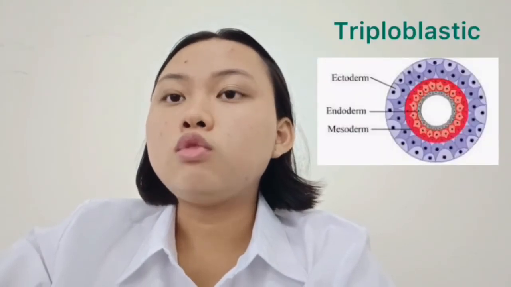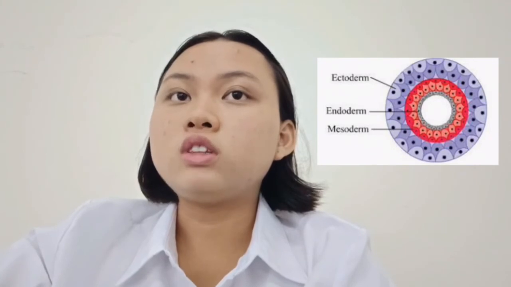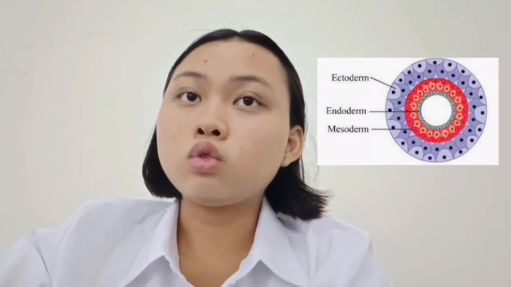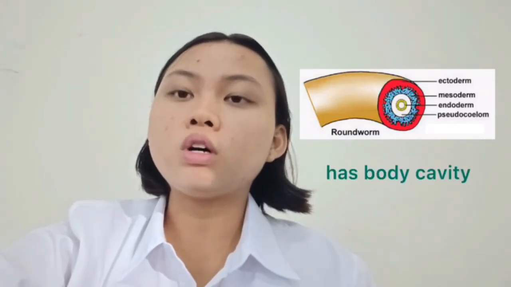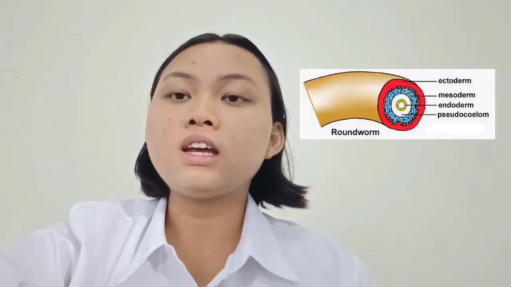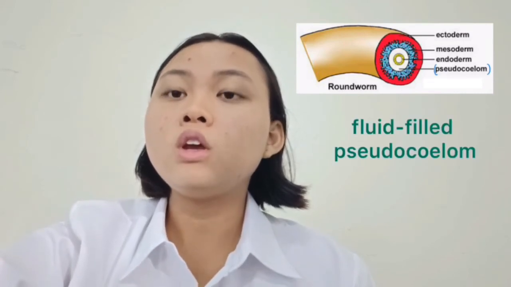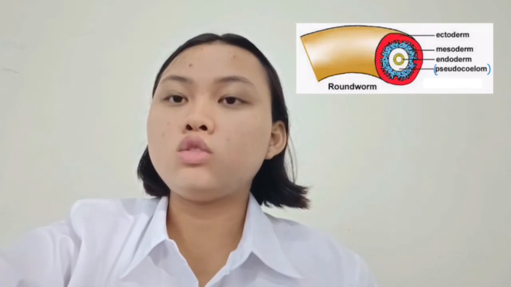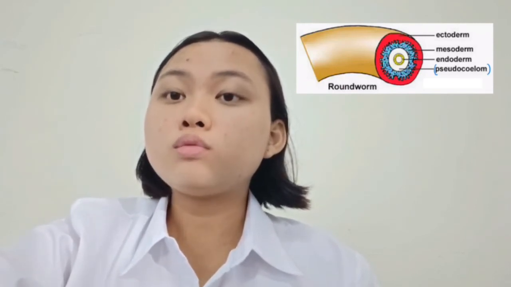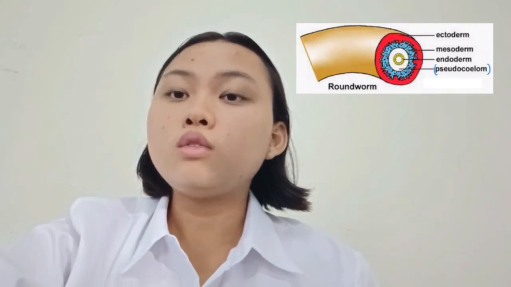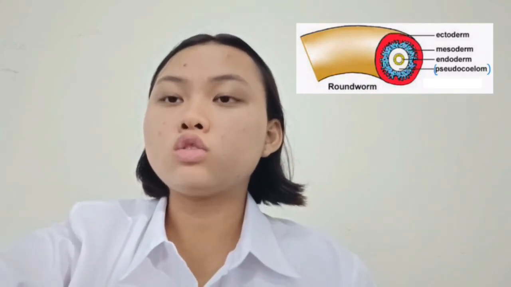The body of a roundworm is triploblastic, which derives from three embryonic cell layers: ectoderm, mesoderm, and endoderm. The body of roundworms is pseudocoelomate. It has a body cavity that is not derived from the mesoderm. Internal organs such as the intestine and reproductive organs are suspended within the fluid-filled pseudocoelom, which acts as a hydrostatic skeleton to transport nutrients. With a pseudocoelomate body, roundworms can move efficiently along solid surfaces.